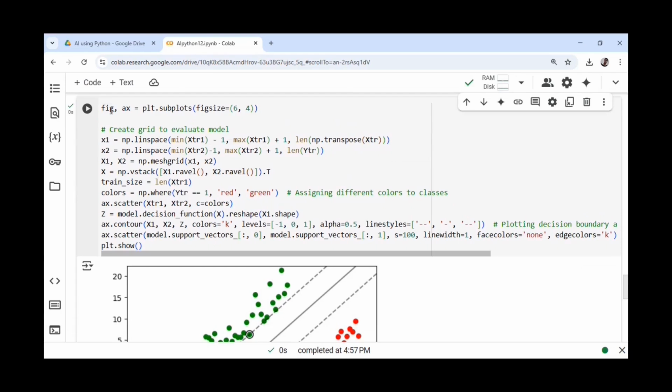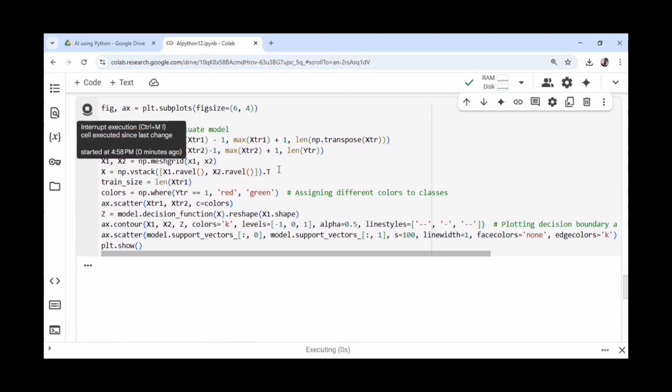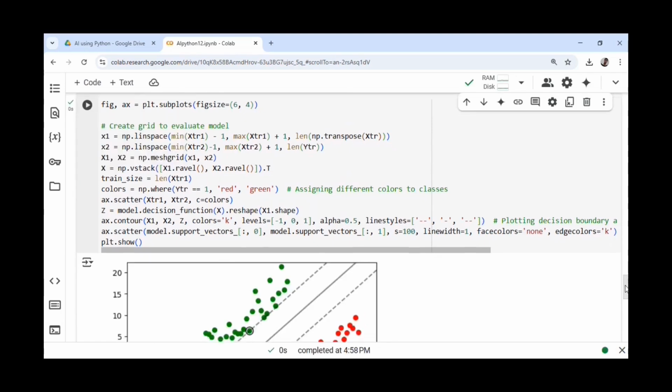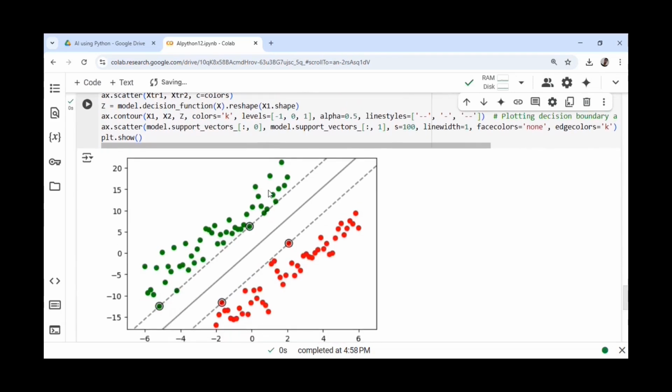Now we can plot the data points along with the separating hyperplane and support vectors. So here the data points are shown in green color for class 1 and red color for class 2. This line shows the separating hyperplane, and these highlighted data points in green and red correspond to the support vectors.